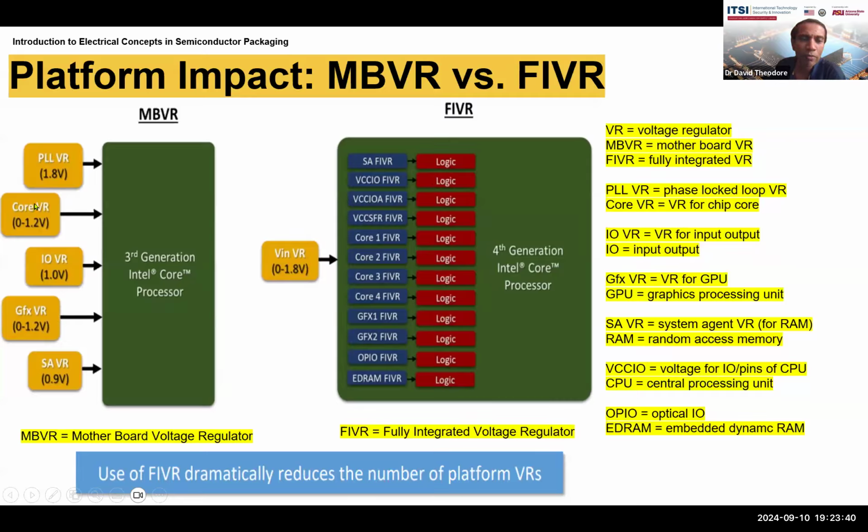The core voltage regulator gives you 0 to 1.2 volts. That's the VR for the chip core, the logic parts, and so on. IOVR here gives you 1 volt, and that's basically for input-output. The GFX VR, 0 to 1.2 volts, is basically for graphics processing. SAVR is the system agent VR, which is typically for RAM, for built-in random access memory. So this is in the case of the motherboard voltage regulator.